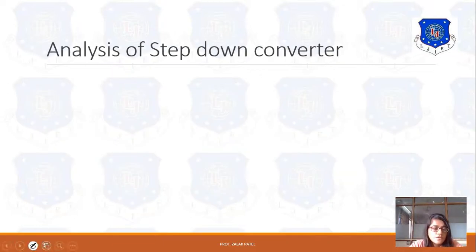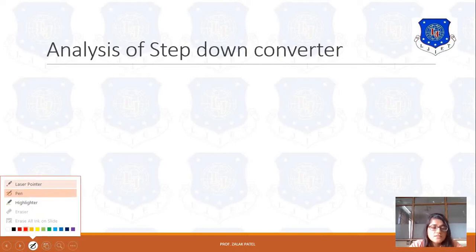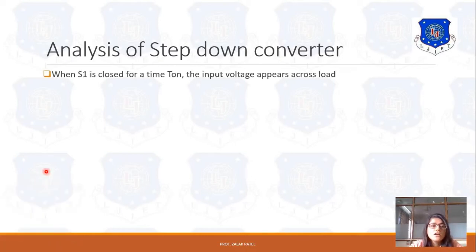Now let's start with the analysis of this step down chopper. For the analysis, as I discussed, when switch 1 is closed, the T on time is noted and the input voltage appears across the load. Then when the switch is open, voltage is 0 and it gives us the off time, meaning T off time.